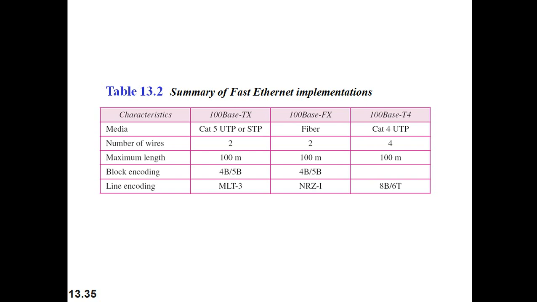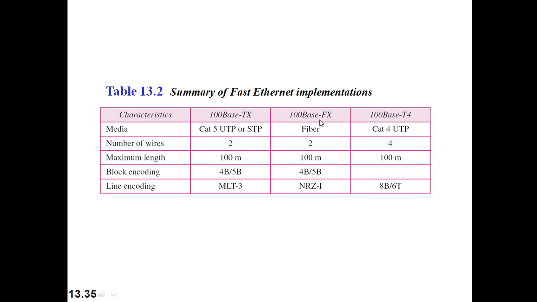That is what characteristics we have: the media, number of wires, the maximum length, the block encoding, as well as the line encoding scheme. For 100 base TX, we are using a category 5 unshielded twisted pair or a shielded twisted pair. The number of wires we need is 2 here. The length is 100 meters. What block encoding mechanism are we using? 4B/5B. And the line coding mechanism we are using is MLT3, that is multi-line transmission level 3 here.